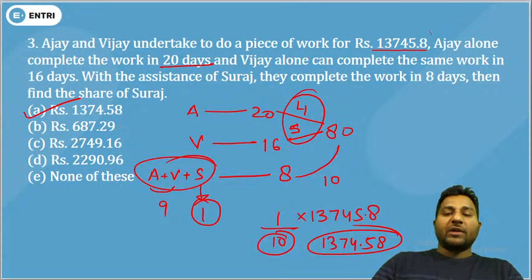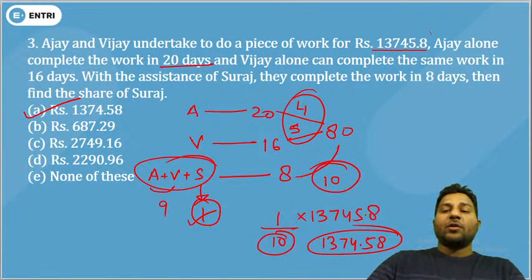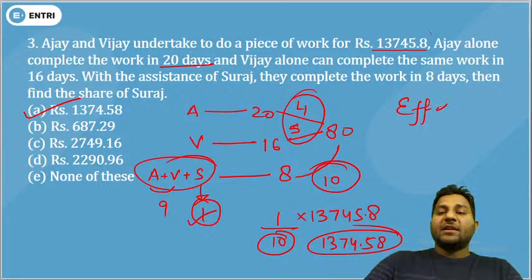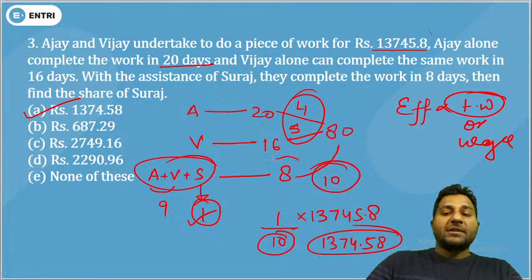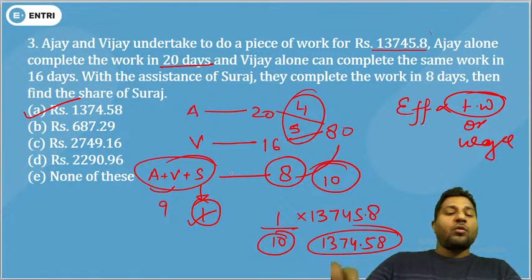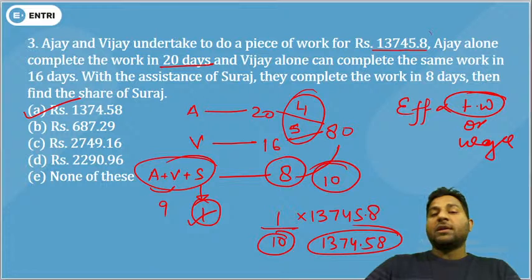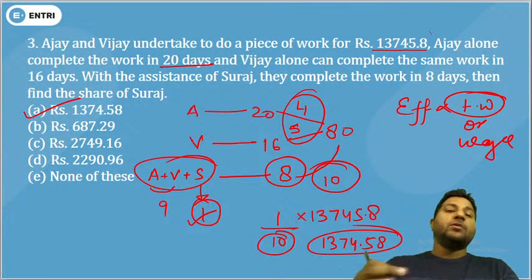We know Suraj's efficiency is what? 1, and the total is 10 efficiency. Look, efficiency is directly proportional to total work, or you can say wages, when all three do the same work for the whole number of days. So if all three do the same work for a whole number of days, that means their efficiency will be directly proportional to wages.